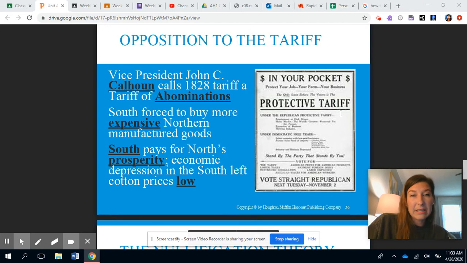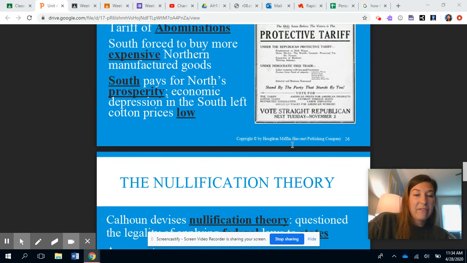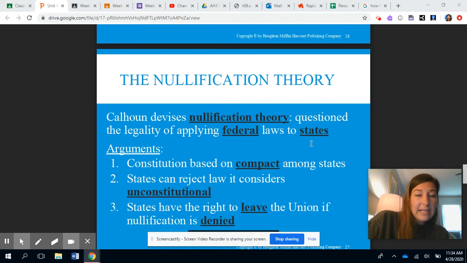So by forcing them to buy all of these more expensive products in the North, the South is going to be extremely upset, and they rally their guy, John C. Calhoun, because he's an original Southerner, to try and speak with the president and with Congress in their favor. What he ends up devising is called the Nullification Theory.